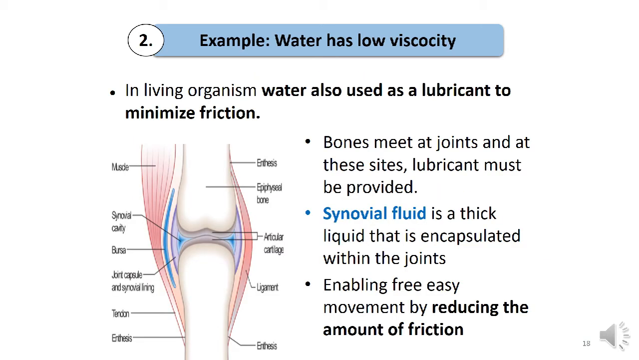Okay, for living organisms, water can be used as a lubricant to minimize friction. For example, in our limbs, at the knees, we have bones that meet at the joints. So the lubricant must be provided. In this case, we have one particular lubricant which we call the synovial fluid. This is a thick liquid that is encapsulated within the joint. The synovial fluid enables our bones to easily move by reducing the amount of friction between these bones.